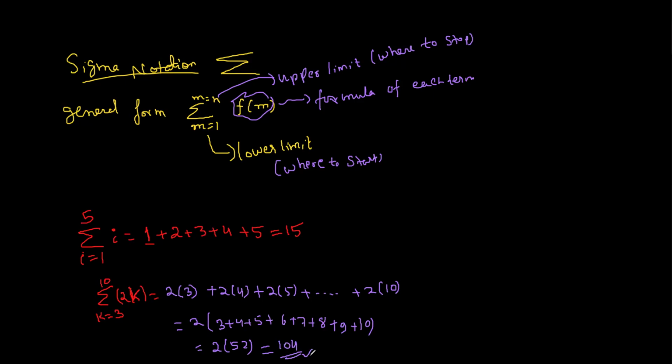Is there any better method, like what if they give you a big number? Okay, for a big number, see here. Suppose you start from 0 and this is 5.